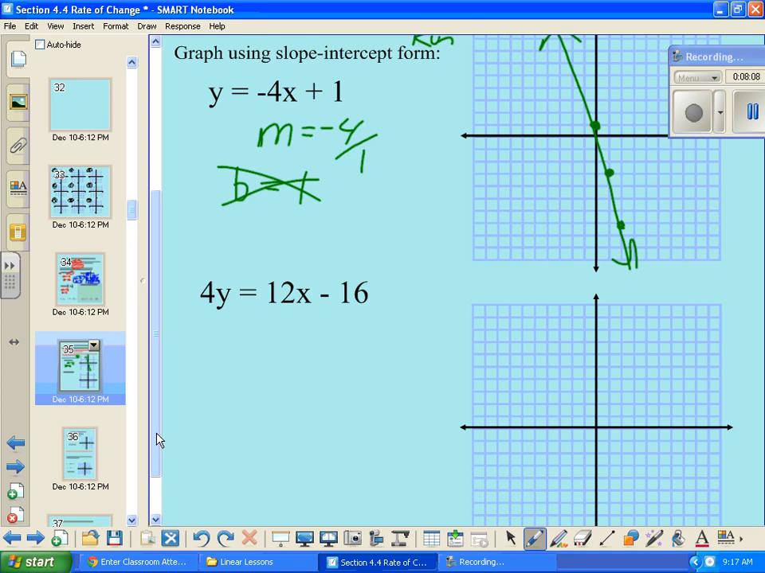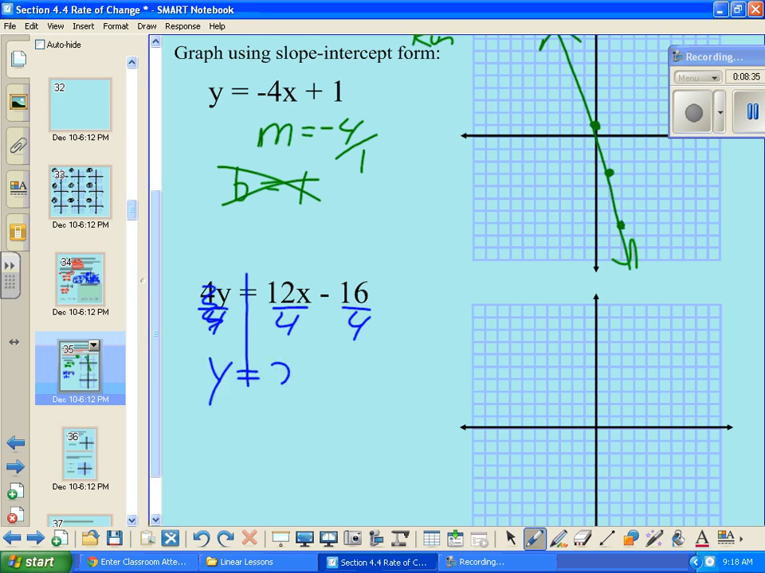This problem says 4y equals 12x minus 16. Again, this equation is not in slope-intercept form right now because y is not by itself on the left side. It's not solved for y. To get y by itself, this says 4 times y, so I do the opposite of what it's doing to the variable. If it's multiplying, I divide everything by 4. It'll cancel out the 4's on the left side, so I just have y by itself.